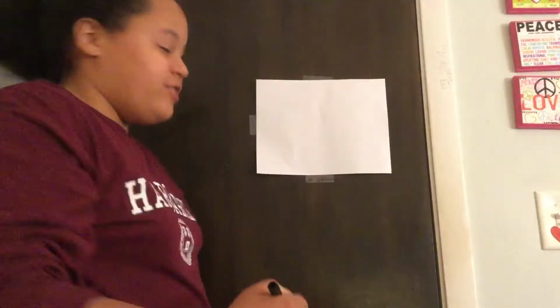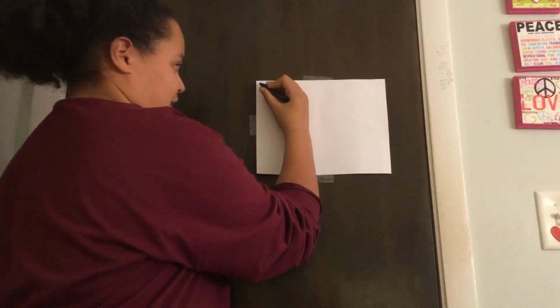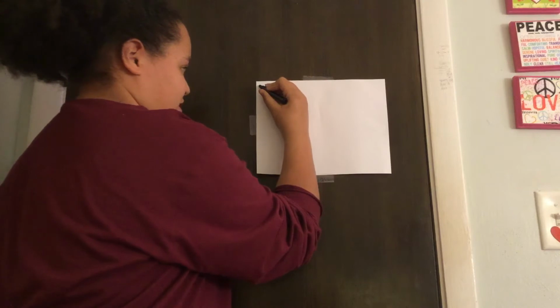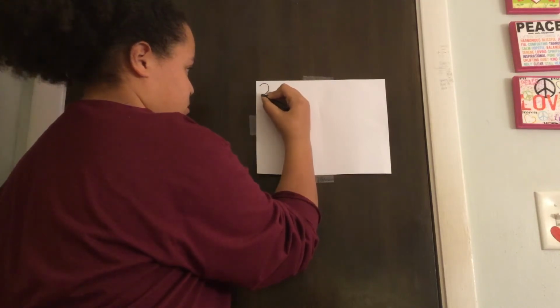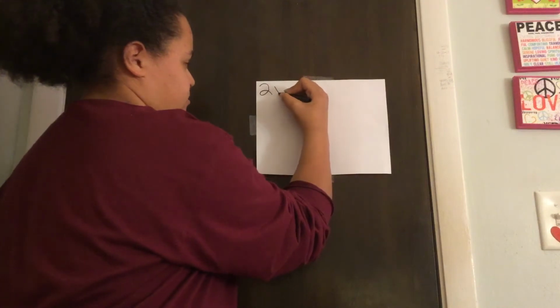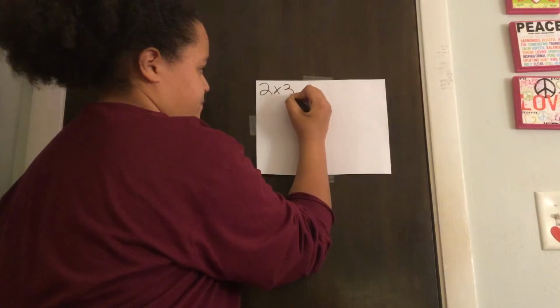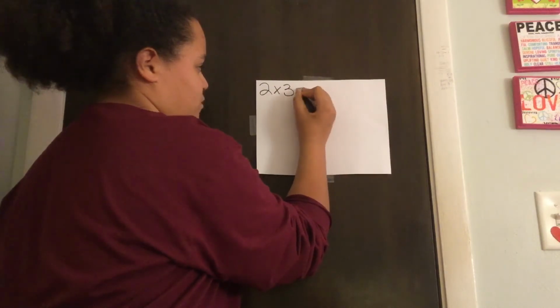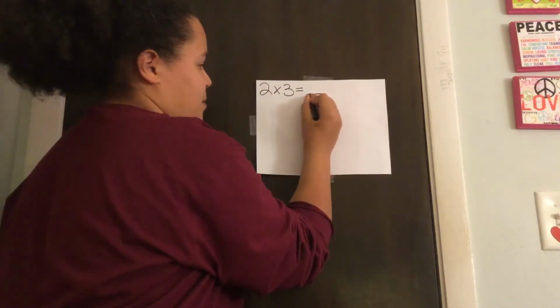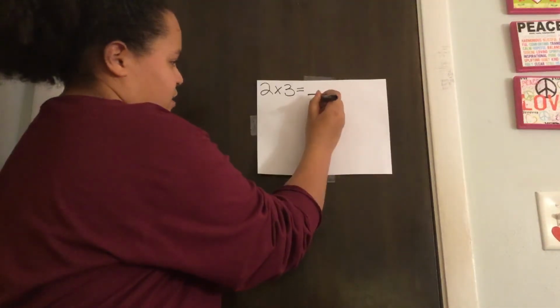So let's get started. The way to write a multiplication problem is like this: 2 times 3 equals our blank, which is what we have to find out today. So what is this? Question mark. What is it?